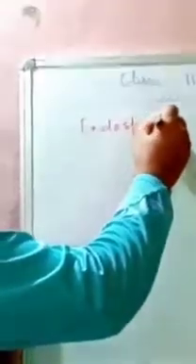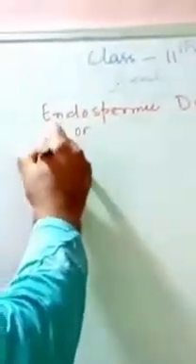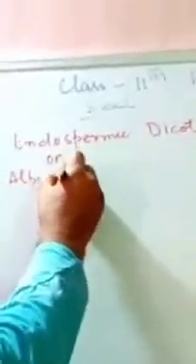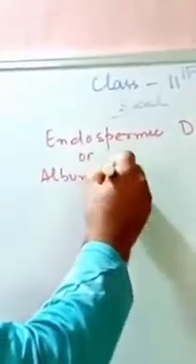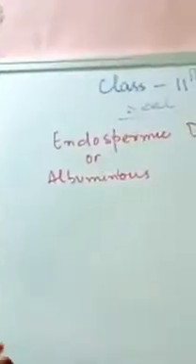Today we are going to discuss another type, that is the endospermic dicot seed. We will start it now. That is the endospermic dicot seed, which has endosperm, or we can call it the albuminous dicot seed.